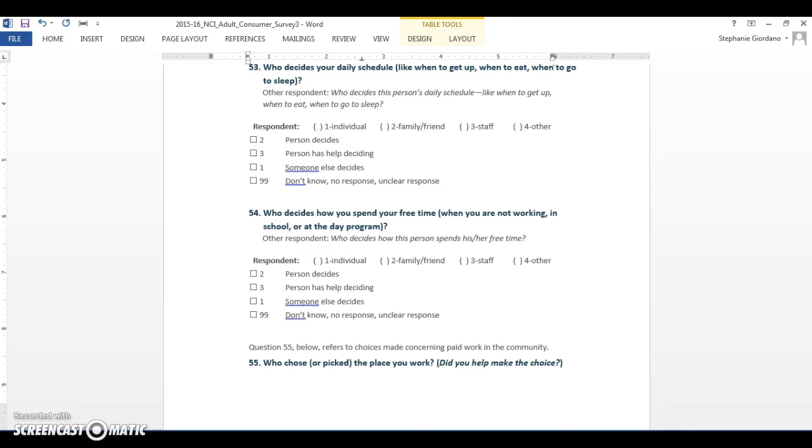The next set of questions are about decisions a person would make about their everyday life. So whether they decide their daily schedule, so things like when they get up, when they eat, or go to sleep. Also, who decides their free time, so if they're not working or in school or at a day program, are they able to choose what to do with their time?